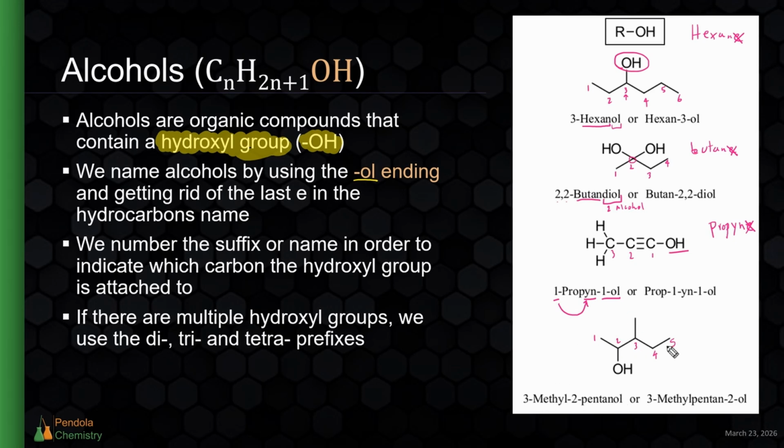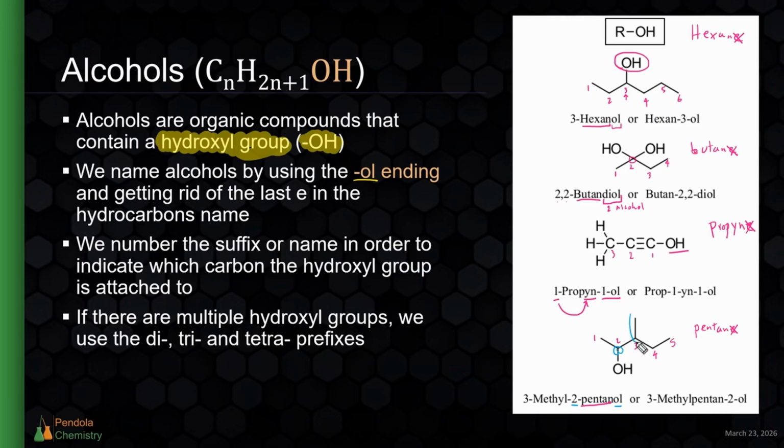So if we have a 5-carbon chain, that will be pentane, the root of this. Because we have both single bonded, we drop the E, so pentan, that's our root. Then we have an alcohol on the second carbon. So we'll have ol, because there's only one alcohol. And so it will be 2-pentanol, to say that that OH is on the second carbon.